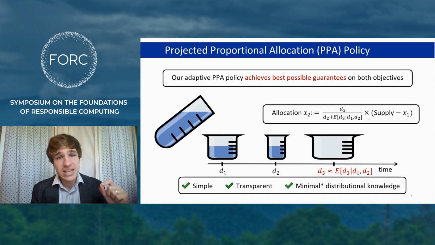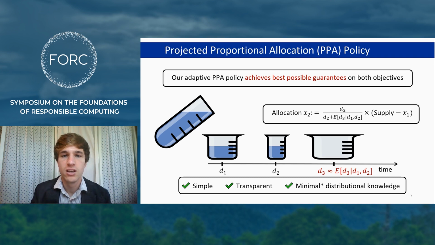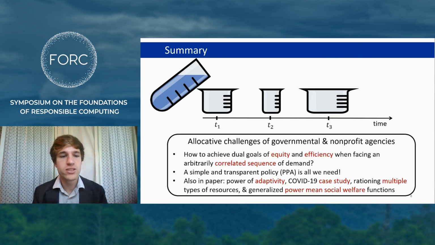These are three characteristics that are particularly important in public sector allocation problems. So it's nice that we have a policy that has these qualities while also theoretically achieving strong performance. Ultimately, what we've done in this work is shed some light on allocative challenges faced by governmental and nonprofit agencies. We've helped show that to achieve equity and efficiency, even in the face of correlated demand, one of the best things you can do is use our PPA policy.